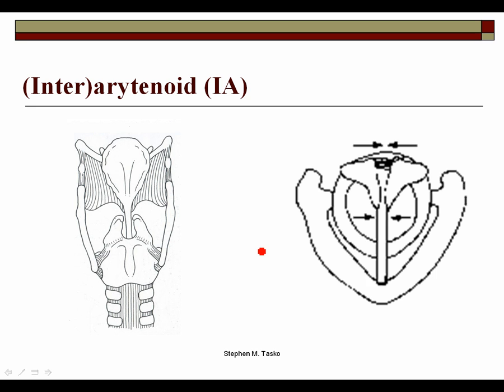The interarytenoid is a muscle that sits right between the bodies of the adjacent arytenoids, and the fibers tend to run both horizontally between these two structures, and then there are also some transverse fibers, or oblique fibers, I should say, that run on an angle. Obviously, when these muscles contract, it pulls the arytenoids closer together, causing an alignment of the folds toward the midline, or adduction. Again, innervation, the recurrent laryngeal nerve.